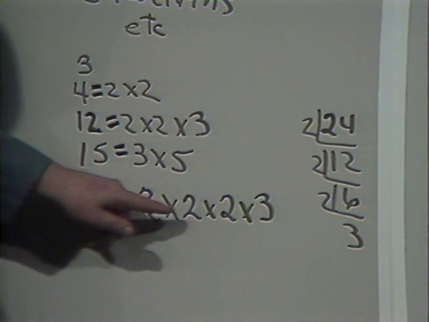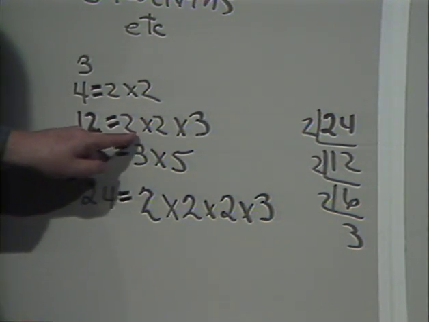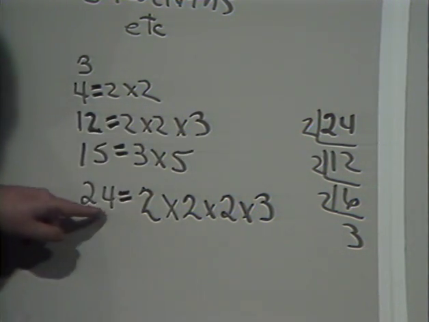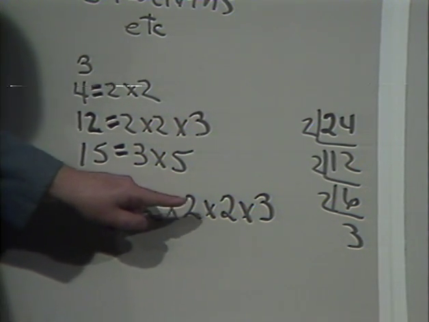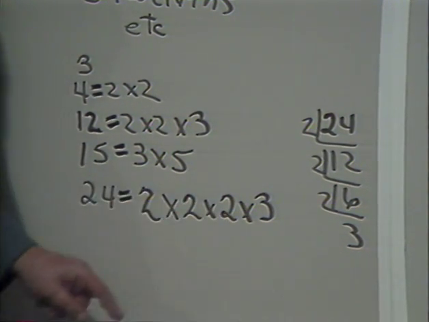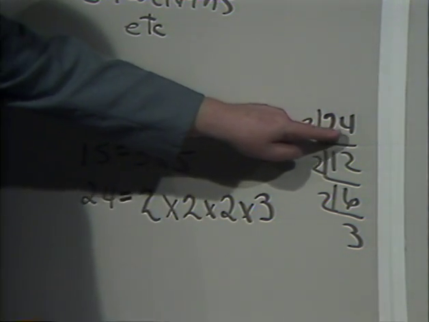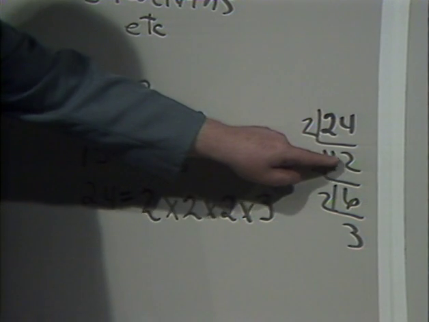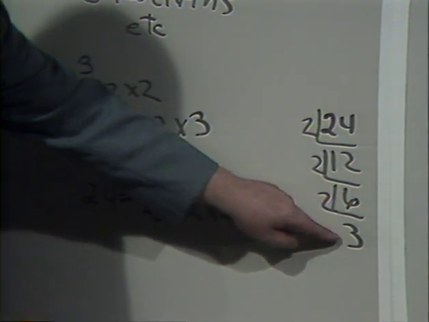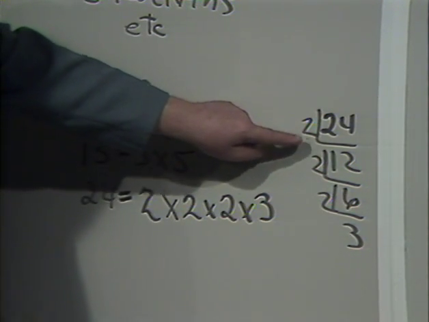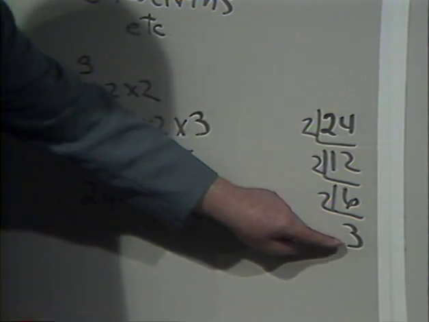24 breaks down into 2 times 12, and 12 we just saw was 2 times 2 times 3. So 24 is 2 times 2 times 2 times 3. And if you don't feel that confident and want to go more slowly, do it that way. 2 goes into 24 12 times, 2 goes into 12 6 times, 2 goes into 6 3 times, so 24 is 2 times 2 times 2 times 3.